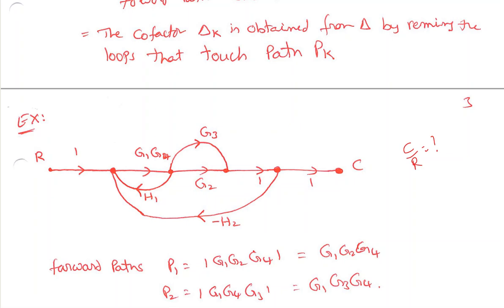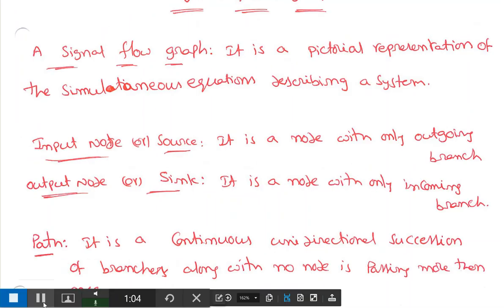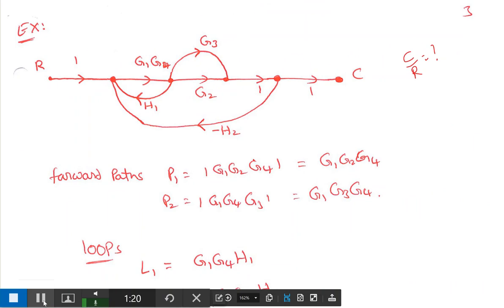Now I'm going to go over some of the basic definitions. The first one is input node. Input node, or source, is nothing but a node with only outgoing branches. So an input node doesn't have any incoming branches, but it has only outgoing branches. If you look at the signal flow graph here, the input node is a point where one or two or more elements are connected. So here, this is the input node where only outgoing branches are there. This is an outgoing branch. This is an outgoing branch. So that's called an input node.